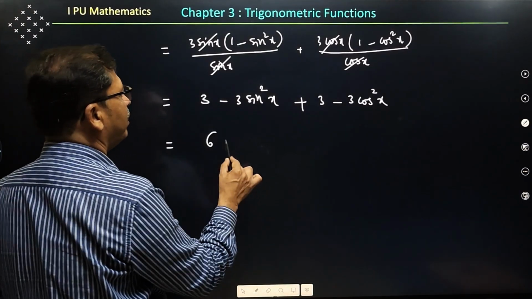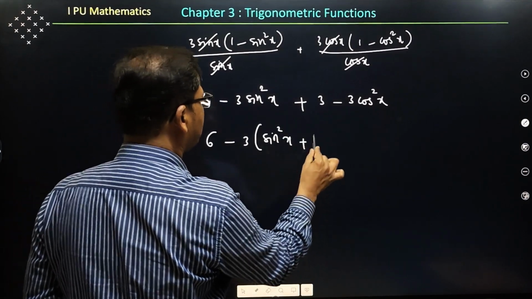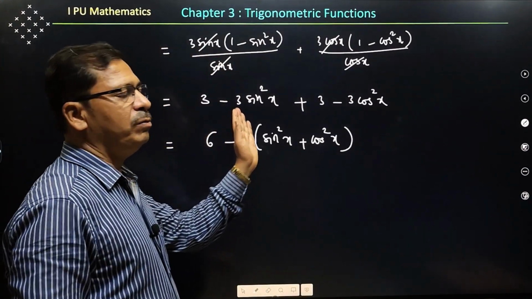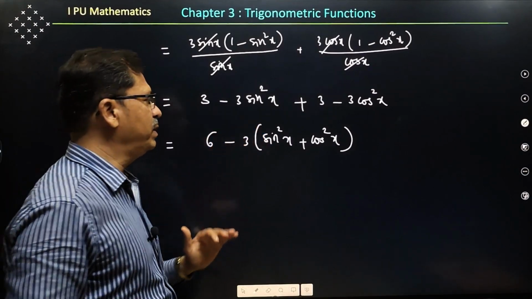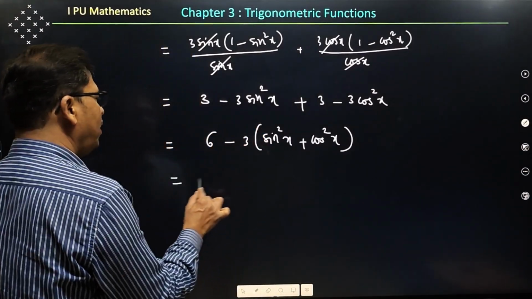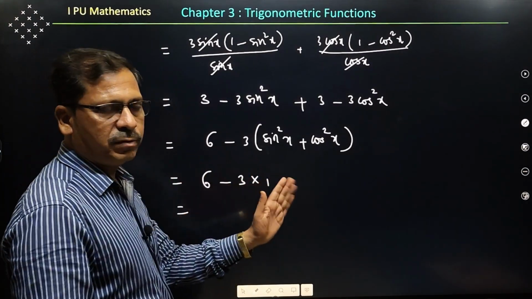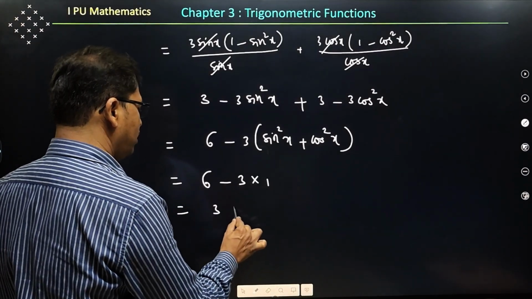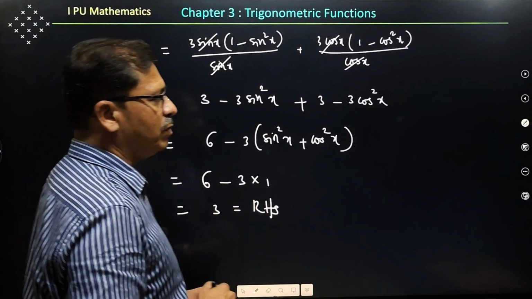3 plus 3 is 6. You take 3 common. Remains what? Sin square x plus cos square x remains. Observe here. If you take from these two terms, I have taken 3 common. Sin square x plus cos square x remains. Its value is 1, you know already. So 3 into 1 is 3 because of the first identity. 6 minus 3 is equal to 3. So this is equal to RHS. And this completes the solution for this example.